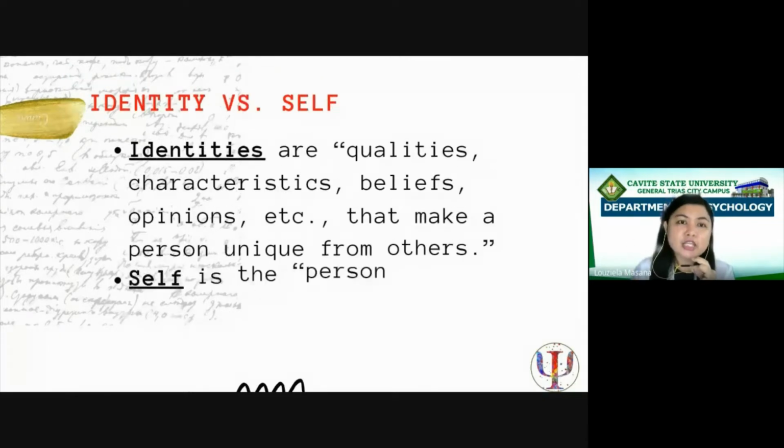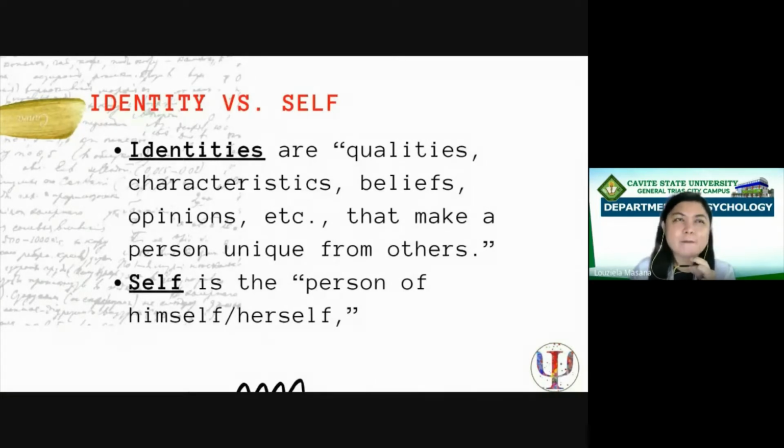Aside from nature and nurture, we have identity versus self. Pag sinabi nating identity or identities, this has something to do with the qualities, characteristics, beliefs, opinions that make you a unique person. Sabi, no two individuals are exactly alike. Di ba sa klase natin, merong kambal tayo dito, pero kahit sila ay kambal, magkaiba pa rin sila ng traits. Magkaiba pa rin sila ng personality. Magkaiba sila ng identity. We are unique with others. That sets us apart from others. Our identity is different from others, even if kambal mo nga siya, kapatid, pamilya, or whatsoever.